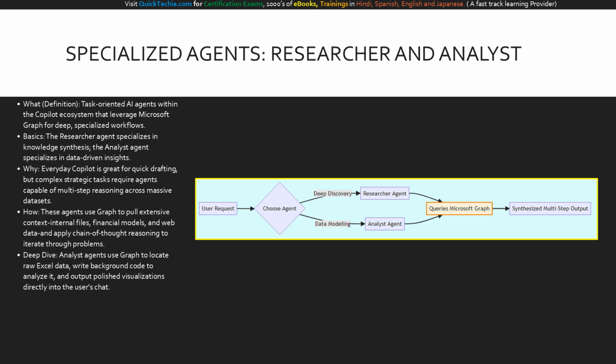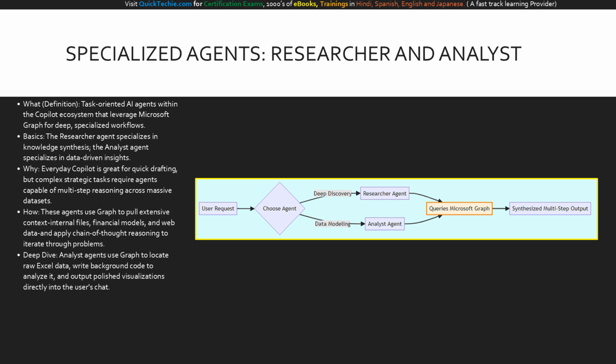Let's review how an organization routes complex work to specialized agents using this workflow. A user request comes in and hits a decision node. Choose agent. If the task requires deep discovery like compiling a dossier on a competitor, it routes to the Researcher agent. If the task requires data modeling like forecasting quarterly revenue, it routes to the Analyst agent.